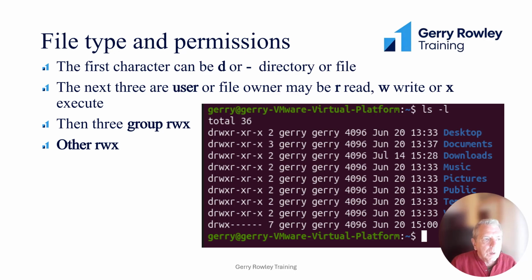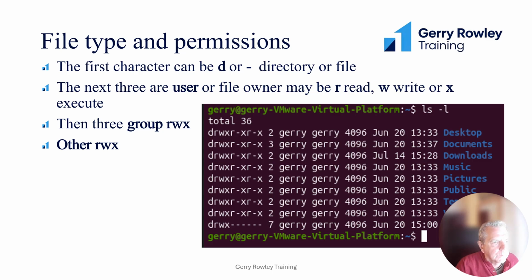Right. I'm going to talk briefly about file types and permissions. So we've talked about the d and the dash. That's either a directory or a file. The next 3 letters are the user permissions, and they can be read, write, or execute. The next 3 are the group's read, write, or execute, and the next 3 are other's read, write, execute. So if I look at my ls in long form, I can see that the default for this version of Ubuntu gives me those permissions.